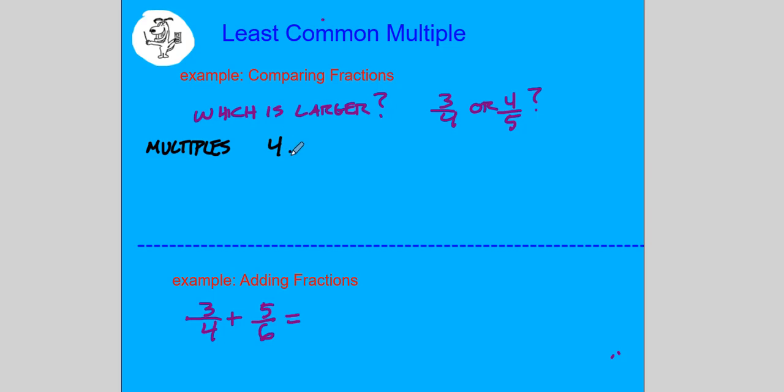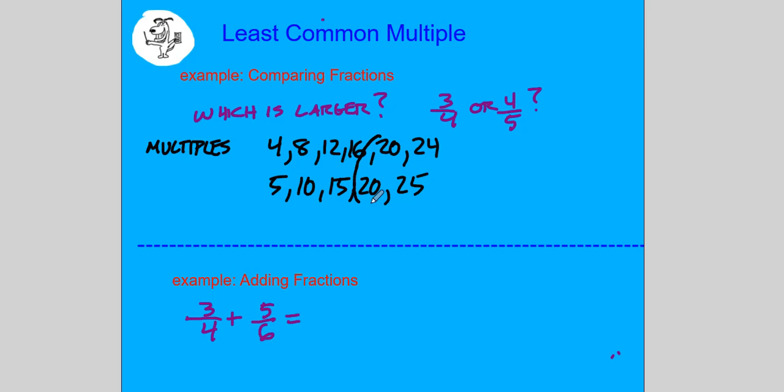Well, multiples of 4 are 4, 8, 12, 16, 20, 24. Multiples of 5 are 5, 10, 15, 20, 25. So the smallest number they divide into evenly and the first multiple they have in common is 20. So that is going to be our new denominator. We need to get the units of the fractions the same, and we're going to use 20. So our least common denominator, which is the least common multiple, is going to be 20.